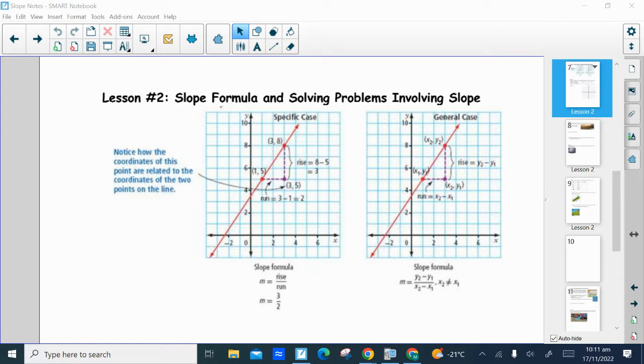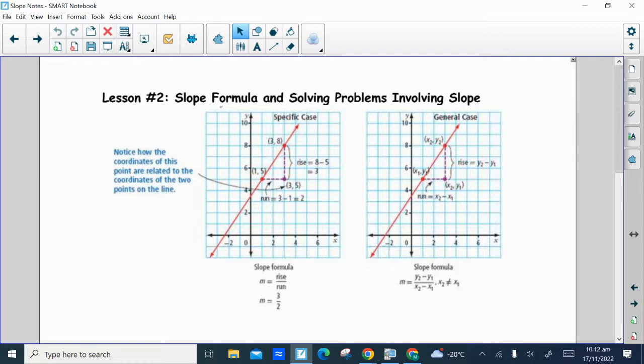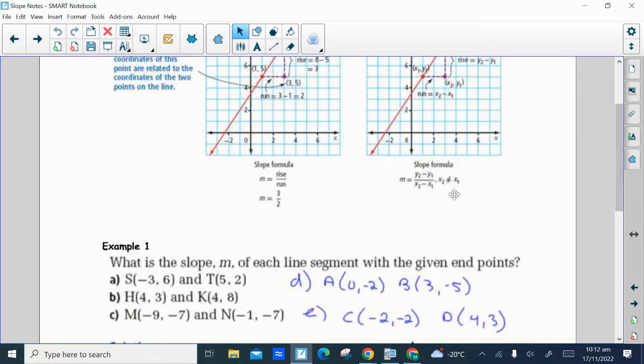The general case on the right is where you have (x1, y1). So that's the x and y values at point 1. The second point, point 2, you have (x2, y2). You can find the rise by taking the difference in the y values, which in this case would be y2 minus y1. That's the rise. The run is the difference in the x values, x2 minus x1. That gives you the run. And slope is rise divided by run, which is y2 minus y1 over x2 minus x1.